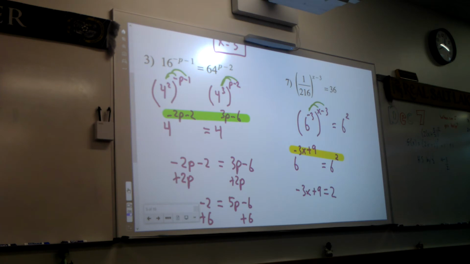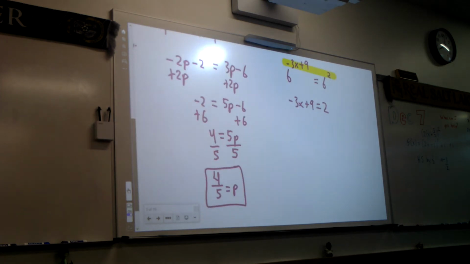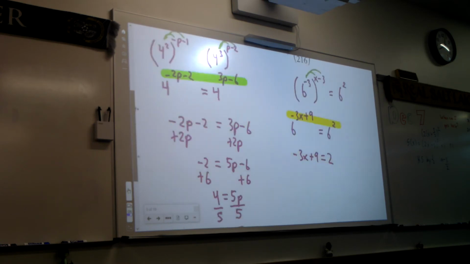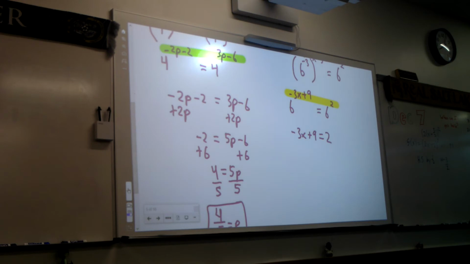Let's send this to Kimberly. How would you use some easy algebra here to solve for x? Okay, so it's minus 9. That's negative 3x equals negative 7. Keep on going. So I get x is a positive 7/3. Is that what you're saying, Kimberly?